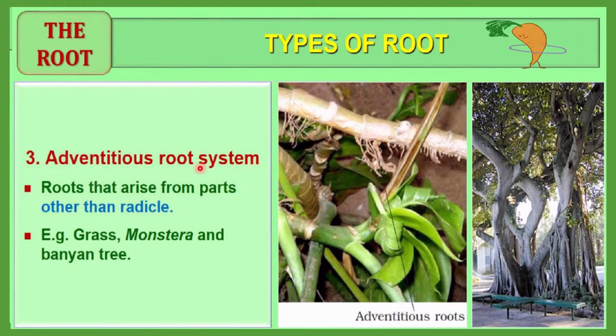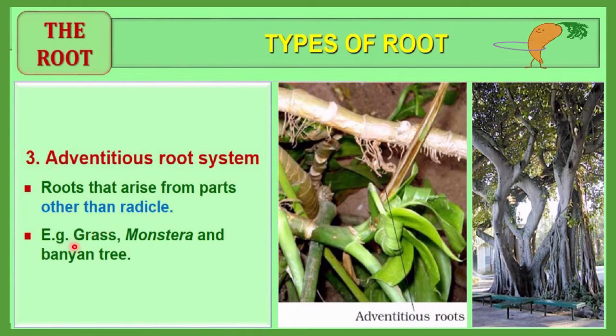So be very clear about the adventitious root system. What is the adventitious root system? It means roots that develop from other parts of the body, like here, you can see roots developed from the stem. Here also, from the stem, roots are developed. Sometimes roots will also develop on the leaf. Such roots, which develop from parts of the plant other than the radicle, are called the adventitious root system.